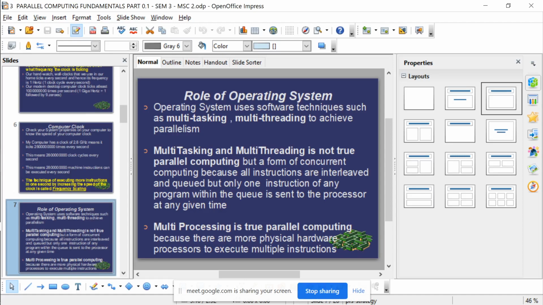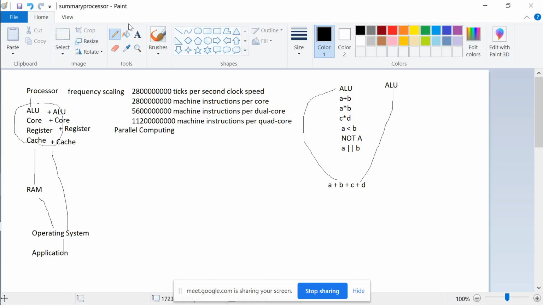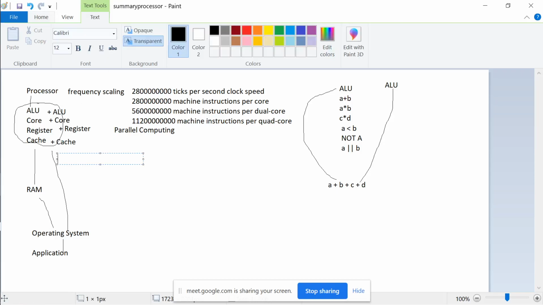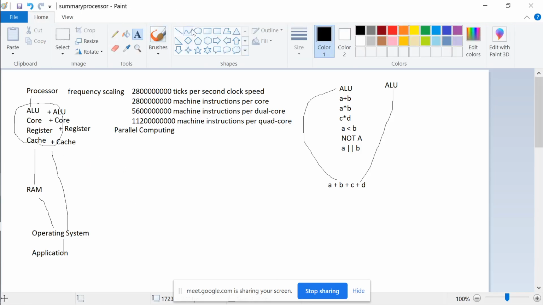So operating system can send only one instruction at a time, right? That is what we said. Basically there will be a queue of all instructions. So let's draw the queue over here.